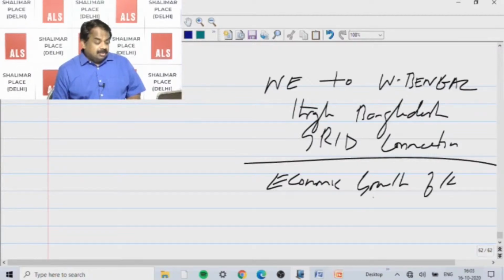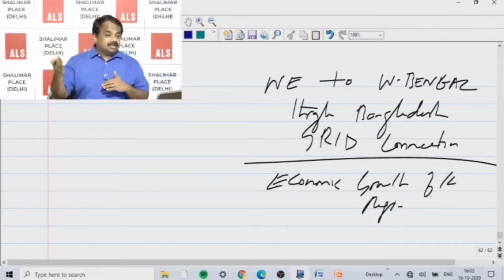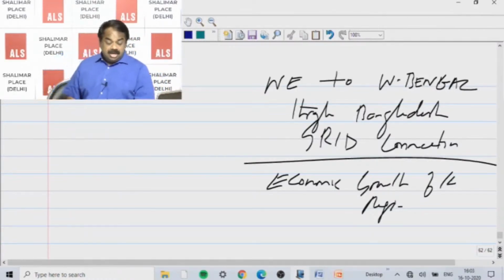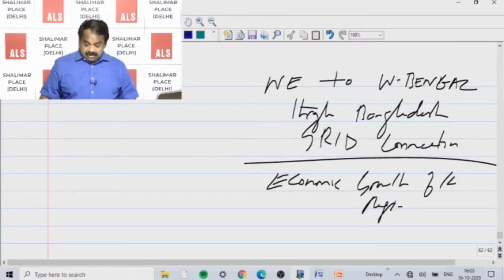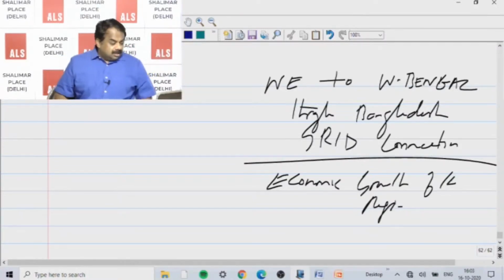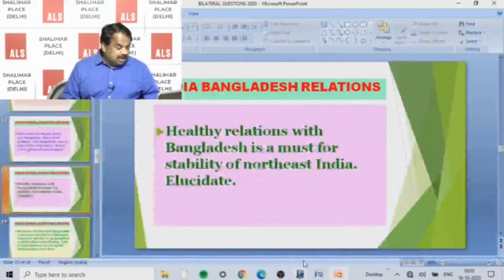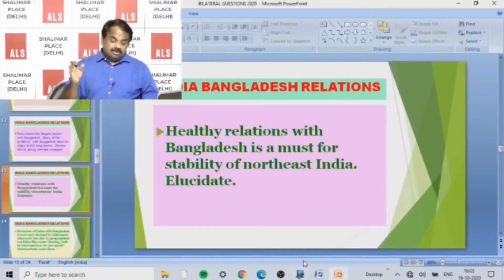Now, we have already started train connectivity, we have started the bus connectivity, Calcutta to Agartala through Bangladesh. Even Calcutta to Shillong through Bangladesh. So people to people contact will also substantially increase. Okay, so that's about the healthy relation which can help in the northeast, no doubt.